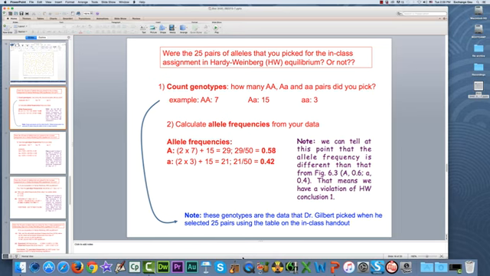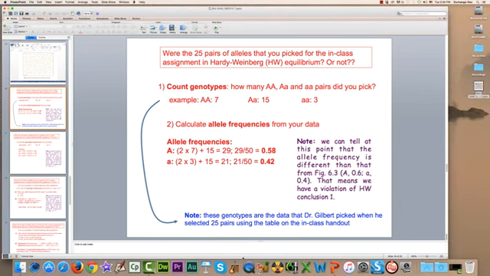So the first thing we need to do is count the genotypes. And what we see in my example is that I had 7 homozygous dominants, 15 heterozygous individuals, and 3 homozygous recessive individuals. And the next thing we're going to do from that information is calculate the allele frequency of the population. Does this sound familiar? It should, because we just did this, right?